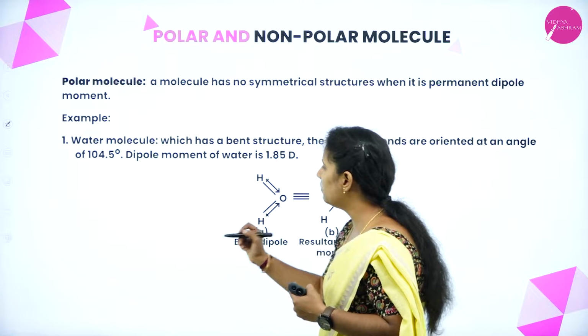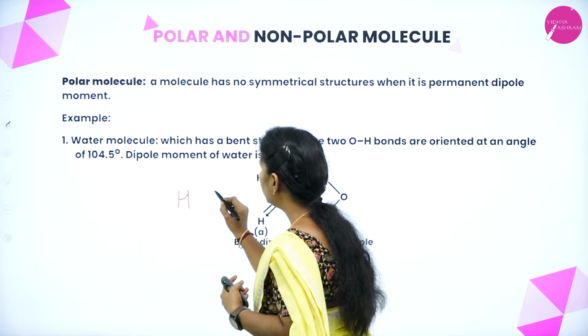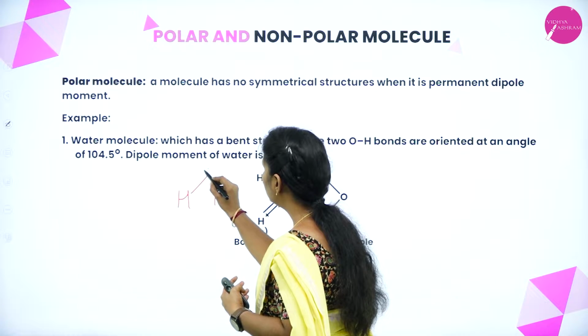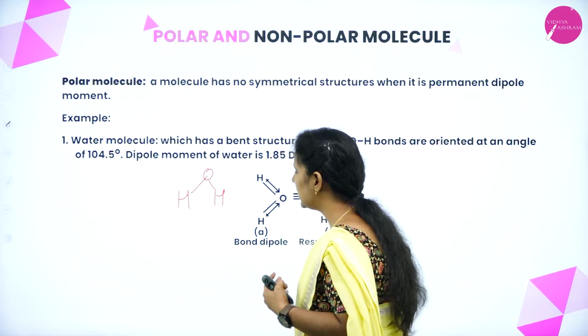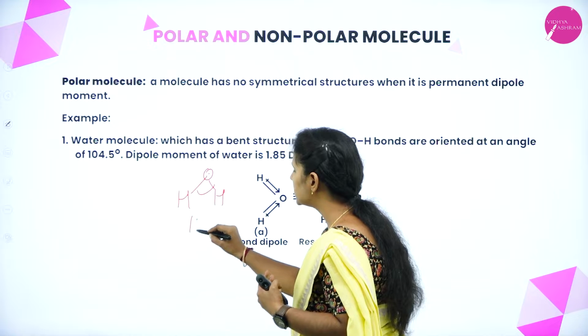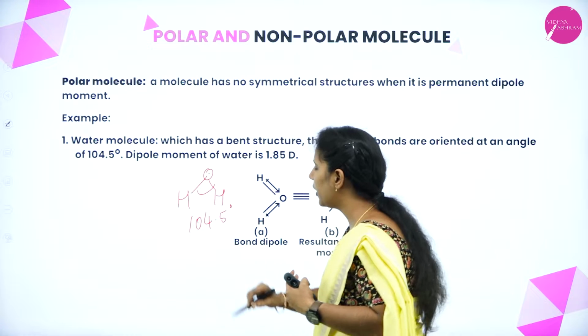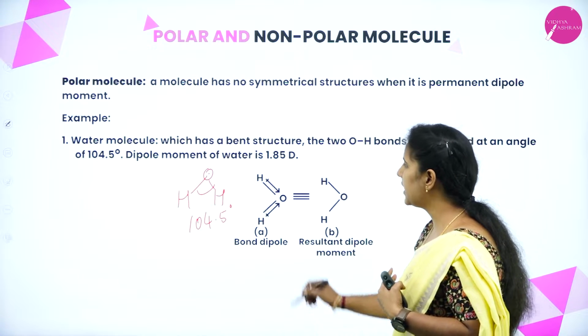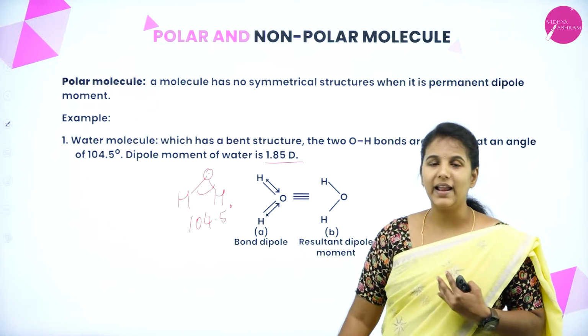If you write a water molecule, we know that there are 2 hydrogen atoms followed by 1 oxygen atom. Between these 2 OH bonds, we know that there is a bond angle of 104.5 degrees, and it has a dipole moment of around 1.86.